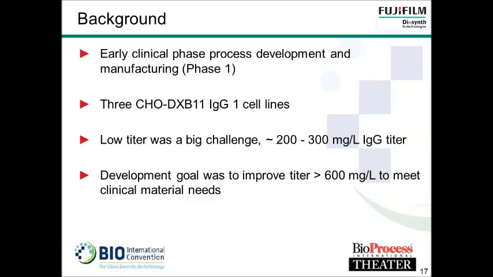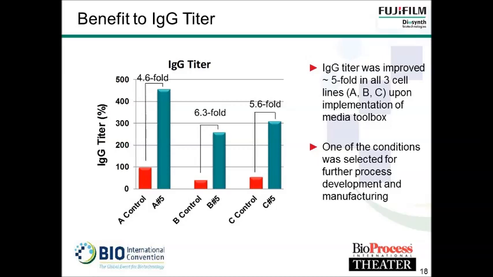The titer is pretty low once we receive the clones. It's only around 200 to 300 mg per liter. So based on the clinical needs by the client, they want us to improve the titer over 600 mg per liter, so almost double the titer. Okay, so it's difficult, but we tried the toolbox. So you can see the improvement here. Okay, with all 3 different cell lines, the IgG titer was improved almost 5-fold. Okay, so the highest titer we achieved was about 1.6 grams per liter.